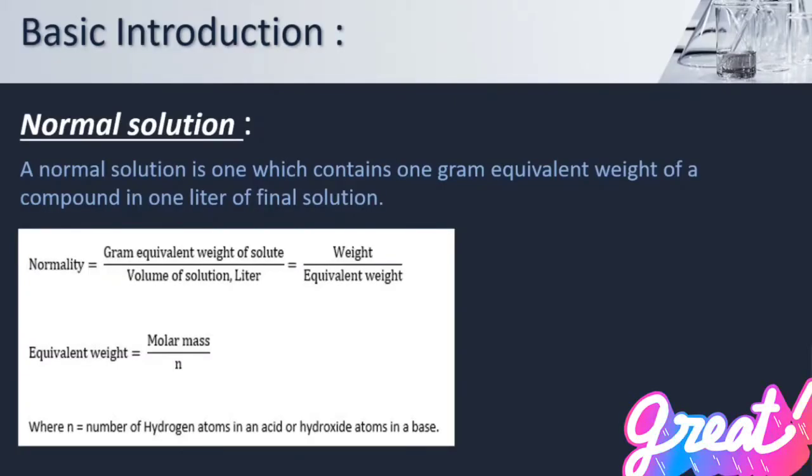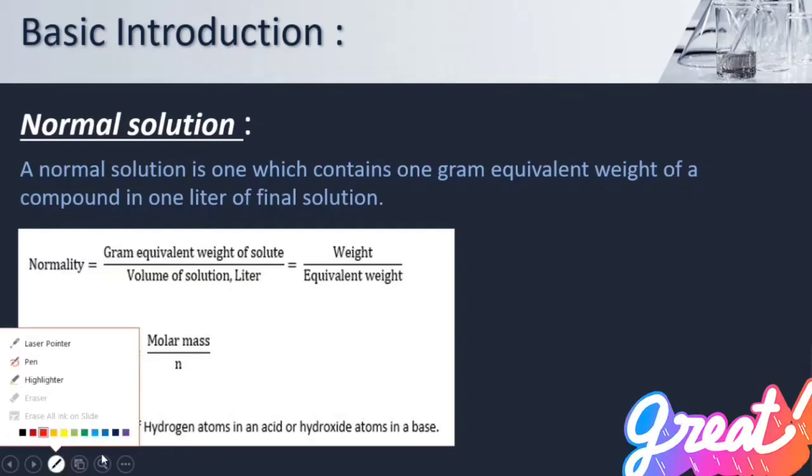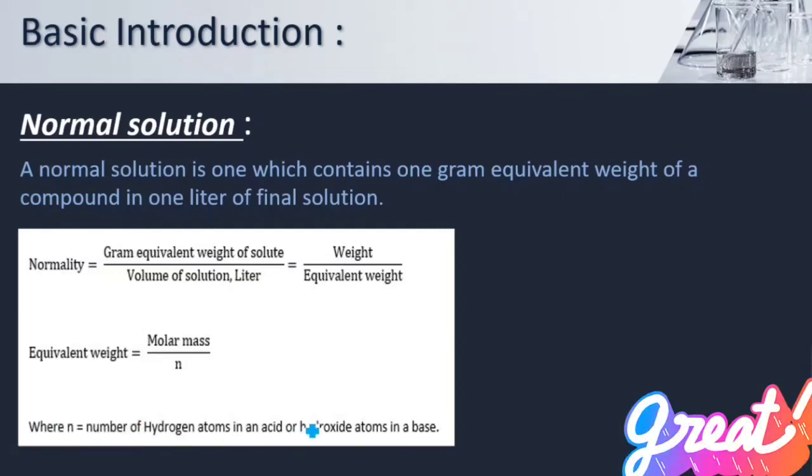Normal solution. A normal solution is one which contains 1 gram equivalent weight of a compound in 1 liter of a final solution. As you can see, normality is equal to gram equivalent weight of solute per volume of solution in liters. Now, how to calculate an equivalent weight? It is very simple. Equivalent weight is equal to molar mass divided by n, where n represents the number of hydrogen atoms in an acid or hydroxide ions in a base.